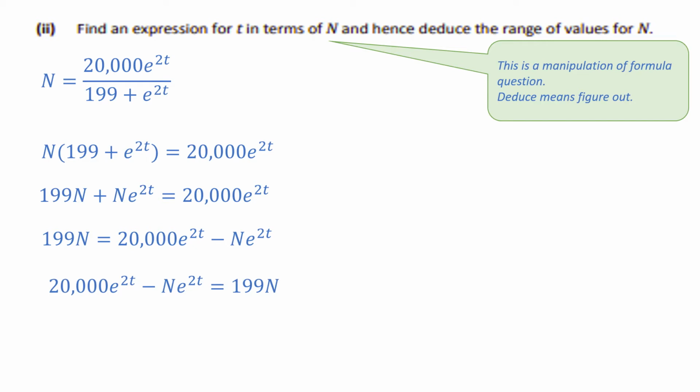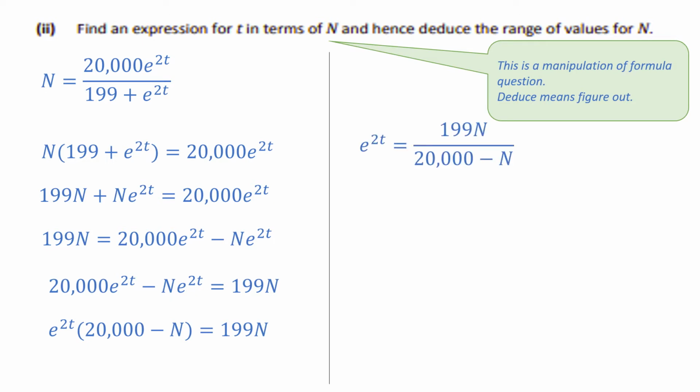I have two terms with a t. It's a trick, or a thing to remember: how do we bring the t from two terms into one single term? And the answer is highest common factor. So we pull out the e to the power of 2t and we're left with this. We can then divide both sides by 20,000 minus n. So I get e to the power of 2t on its own.